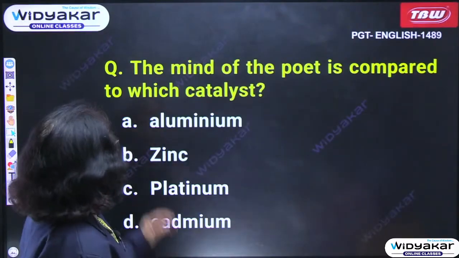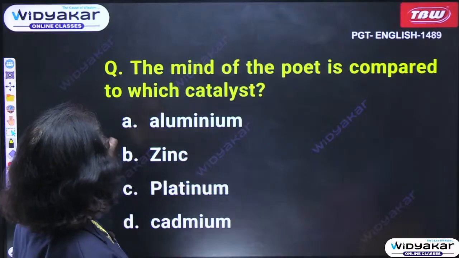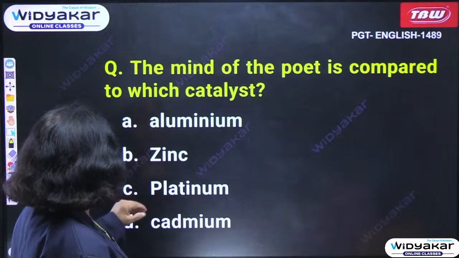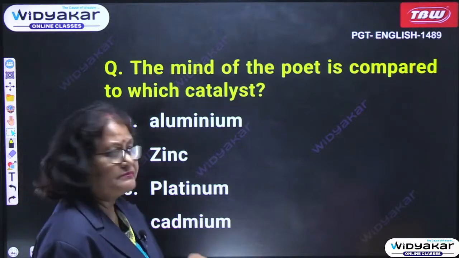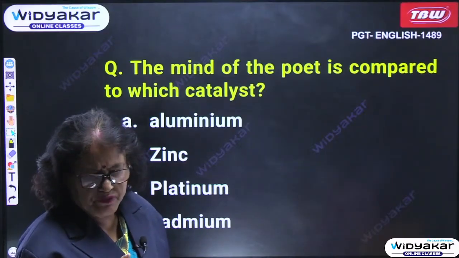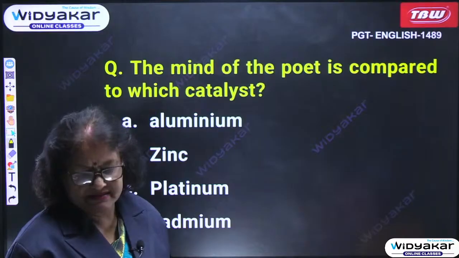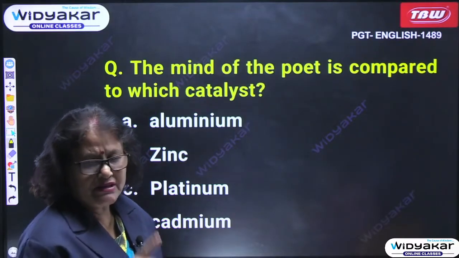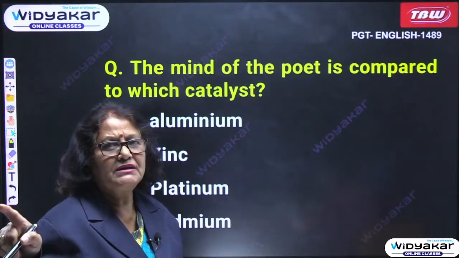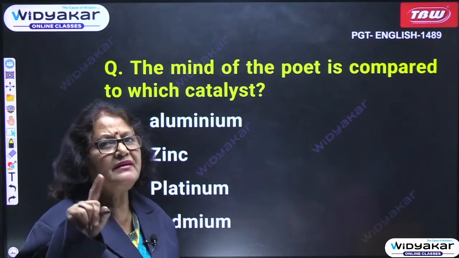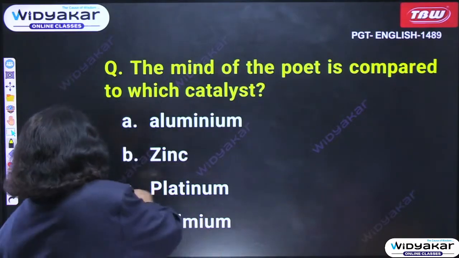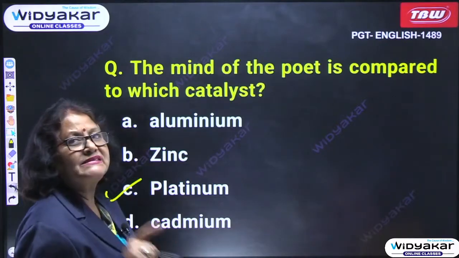Next, the mind of the poet is compared to which catalyst? A. Aluminium, B. Zinc, C. Platinum, D. Cadmium. That metal is used in sulfur dioxide plus oxygen gives rise to, in the presence of temperature and pressure. It is option C, platinum. Platinum acts as a catalyst.